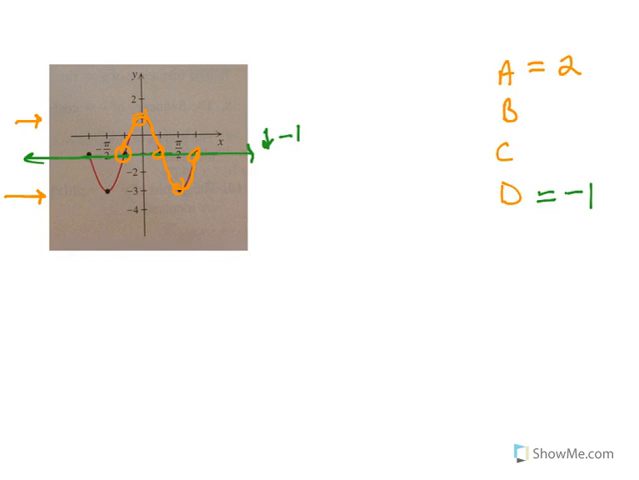And we're looking at a right side up sine wave. So this would be the normal sine wave pattern. It's right side up. So it's going to be positive 2.